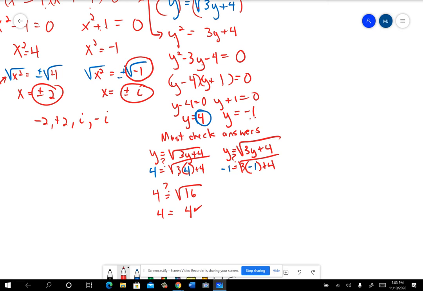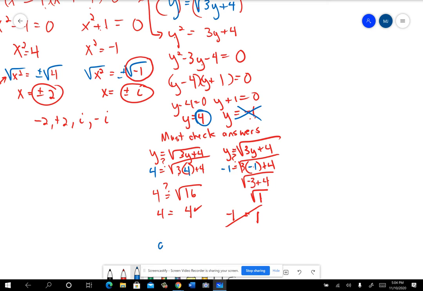See what happens here. 3 times -1 would be -3. When I add 4, I'm going to get +1. When I take the positive square root of 1, I get 1. I don't get -1. That one doesn't really check. This one right here needs to be ruled out.